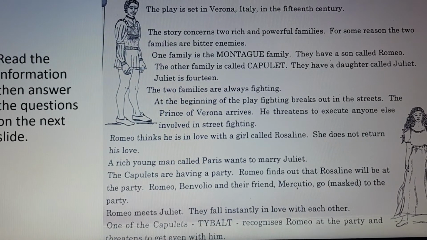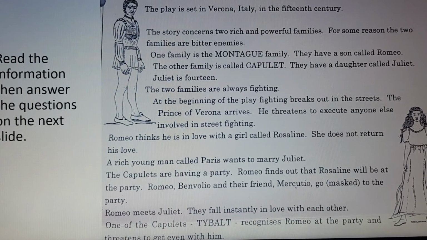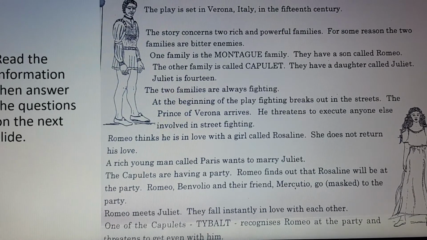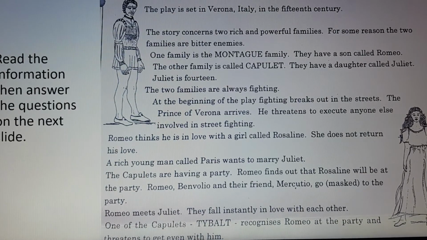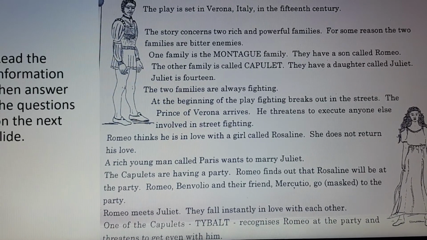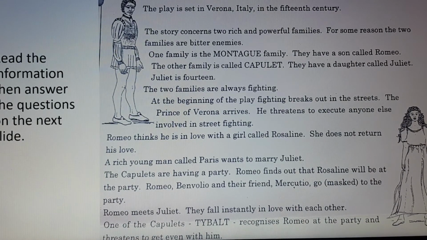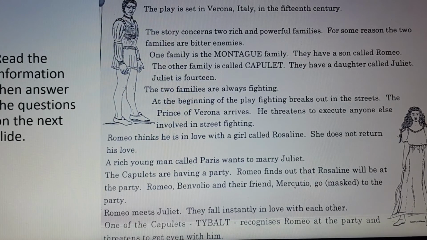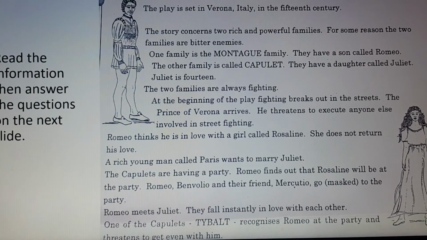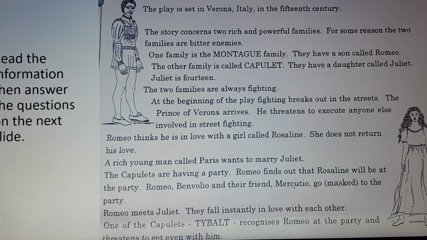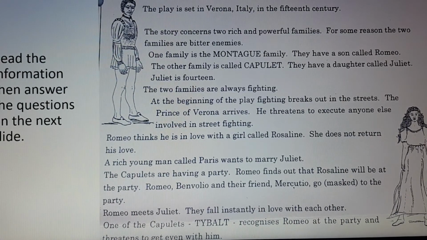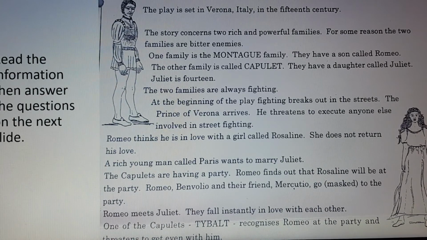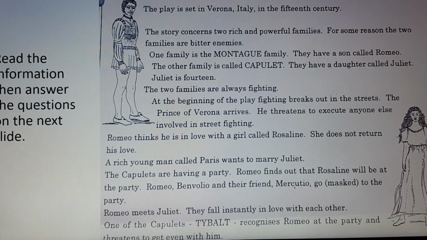At the beginning of the play, fighting breaks out in the streets. The Prince of Verona arrives. He threatens to execute anyone else involved in street fighting. Romeo thinks he's in love with a girl called Rosaline. She does not return his love. A rich young man called Paris wants to marry Juliet. The Capulets are having a party. Romeo finds out that Rosaline will be at the party. Romeo, Benvolio, and their friend Mercutio go masked to the party. Romeo meets Juliet. They fall instantly in love with each other. One of the Capulets, Tybalt, recognises Romeo at the party and threatens to get even with him.